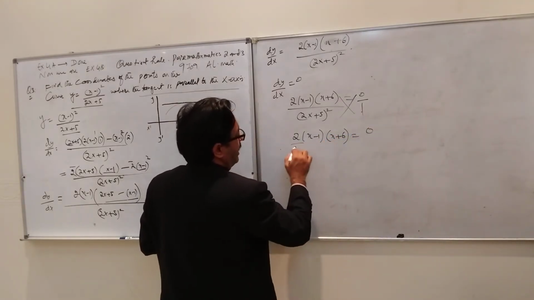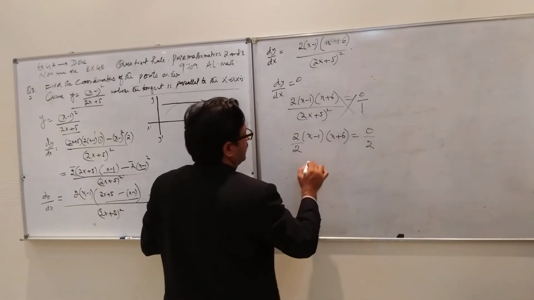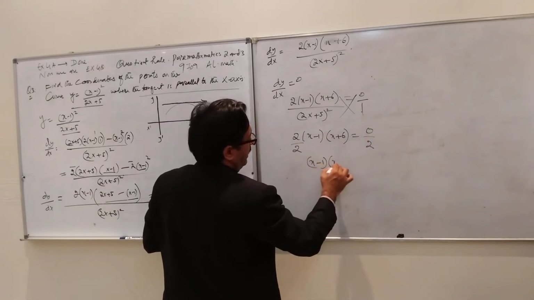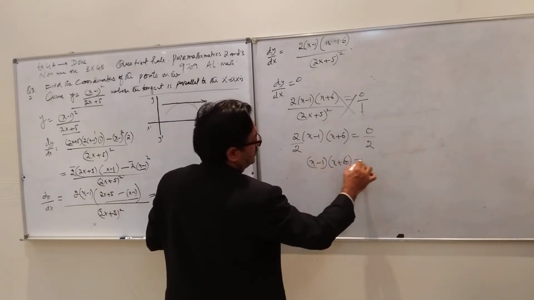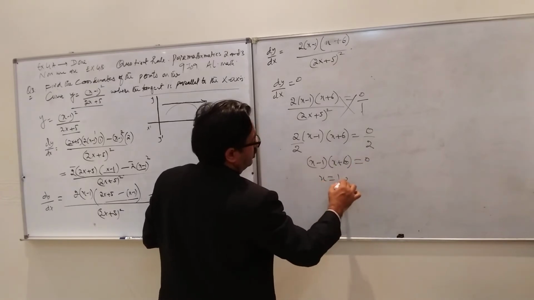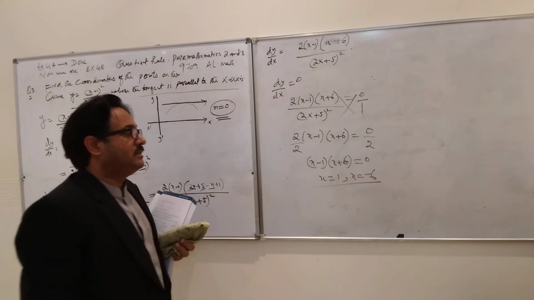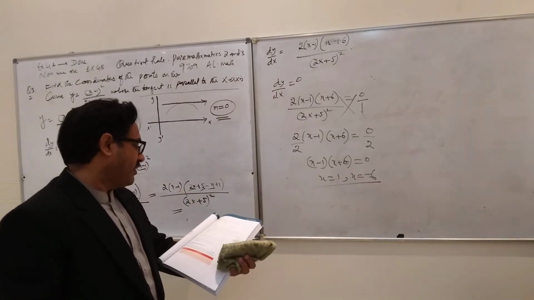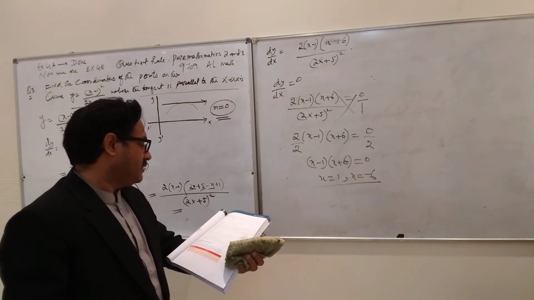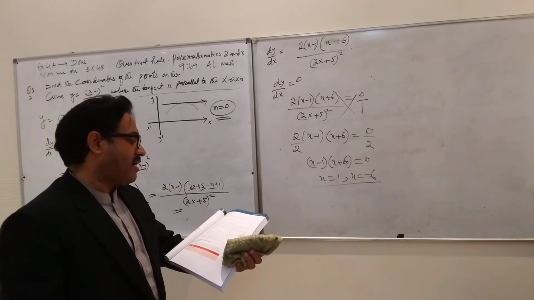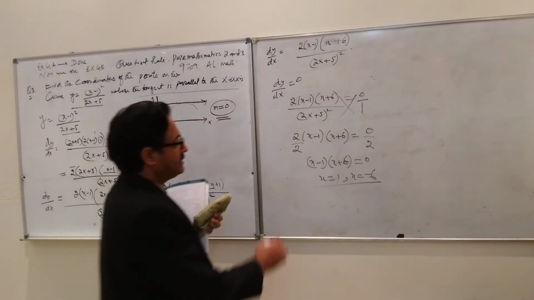Dividing by 2 on both sides, (x − 1)(x + 6) is equal to 0. So x is equal to 1 and x is equal to −6. These are the x coordinates. They say find the coordinates of the points on the curve where the gradient, the tangent, is parallel to the x-axis. These are the x coordinates.